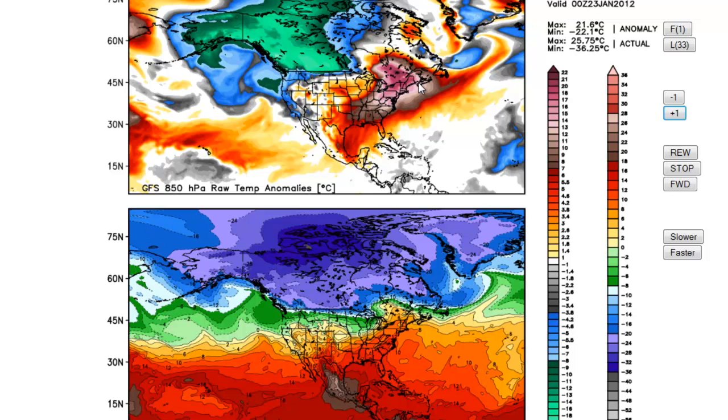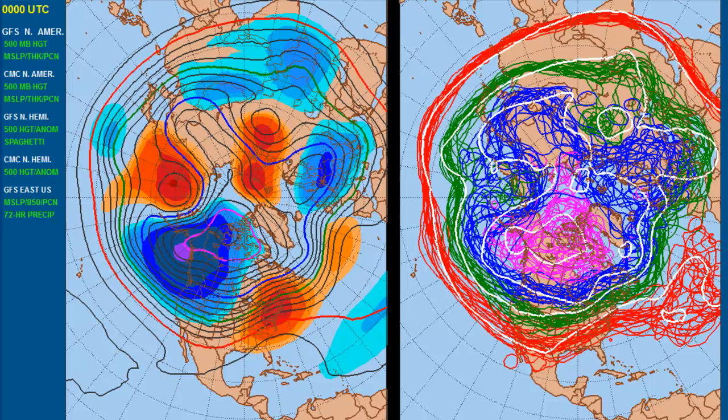And I mean, these 850 temperatures you look down here is 8 to 12 Celsius. That could easily correlate to 60-degree temperatures. Obviously you don't want to analyze surface temperatures at this range, but it's just a thought as to the degree of warmth which we could be experiencing. Here's the GFS ensembles for that hour. You can see exactly what's going on. We have a big vortex here.